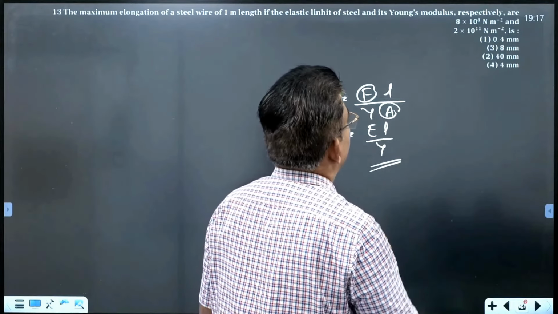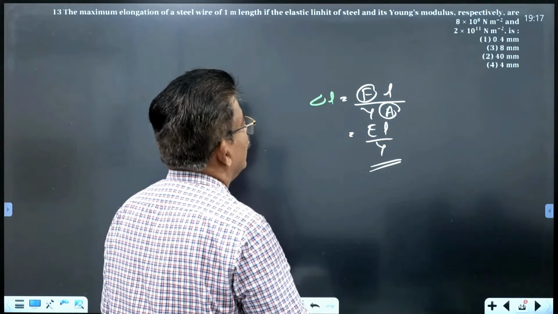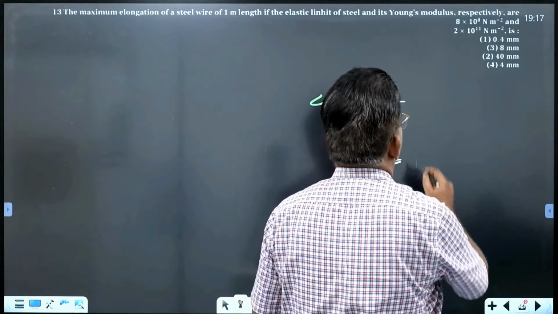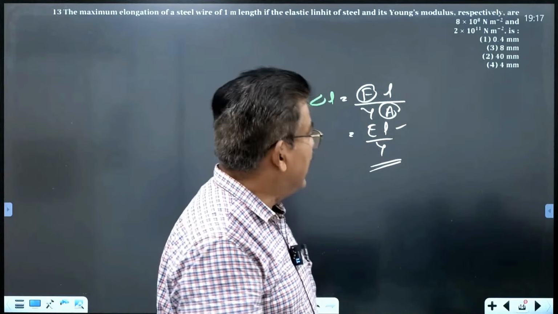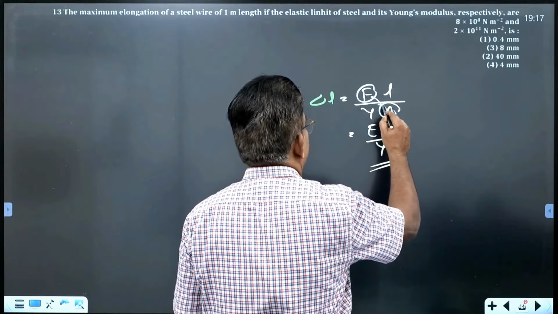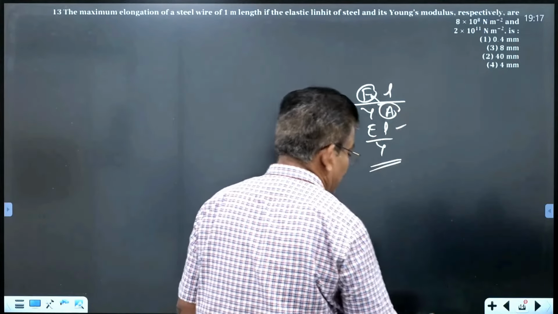Isn't it? E is given as 8 into 10 to the power of 8. Young's modulus Y is given as 2 into 10 to the power of 8. Length is 1 meter. You will easily get the answer as 4 millimeter. It's a very direct question. Only one thing we have to make out: F by A, we have to take as the elastic limit.